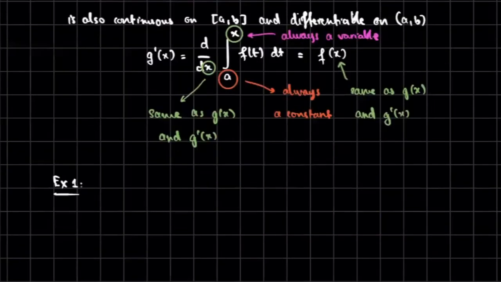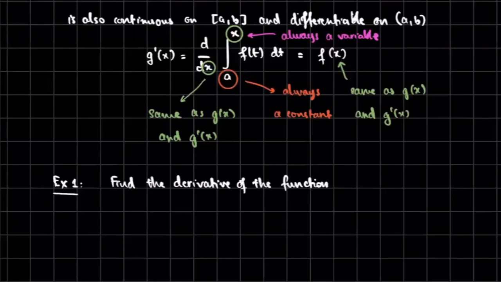So example 1, you want to find the derivative of the function that is the function of the form g of x equal to the integral from 0 to x of square root of t squared plus 1 dt. All right. So let's take a look at this function. This function is the definite integral from 0 to x. X is the variable, right? So this setup agree with our requirement here.